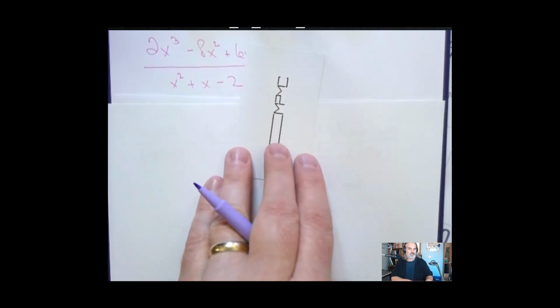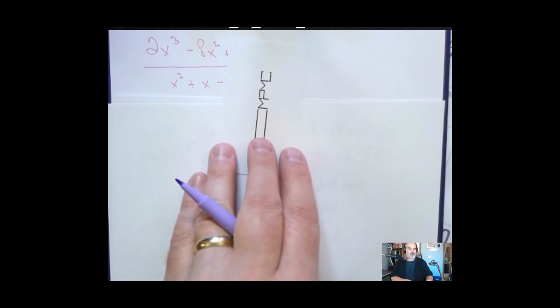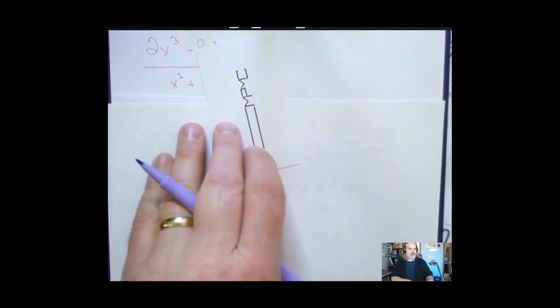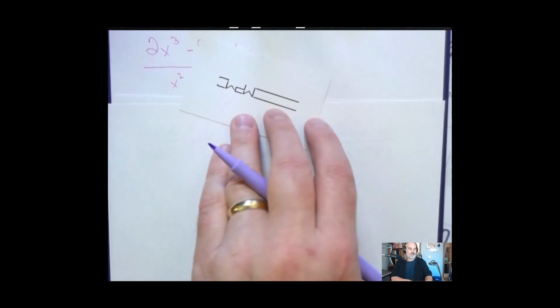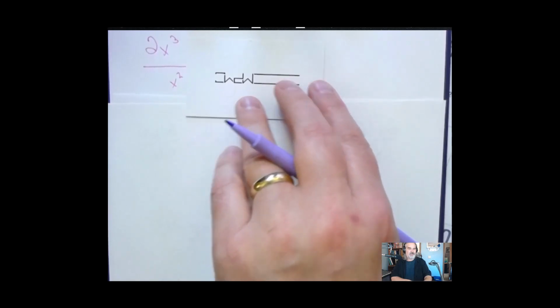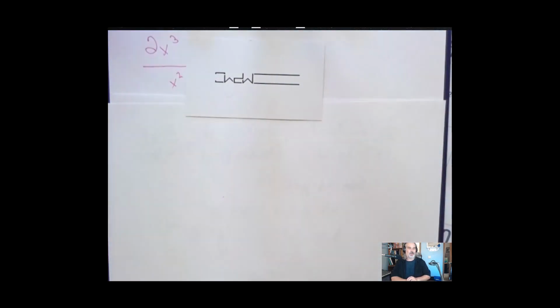what you can do is just start thinking about as the importance of these trailing terms diminishes. What does this function end up behaving like? Well, as the importance of those trailing terms diminishes, this function behaves more and more like 2x cubed over x squared, which simplifies to 2x. And that is why you get a slant asymptote on the line y equals 2x.